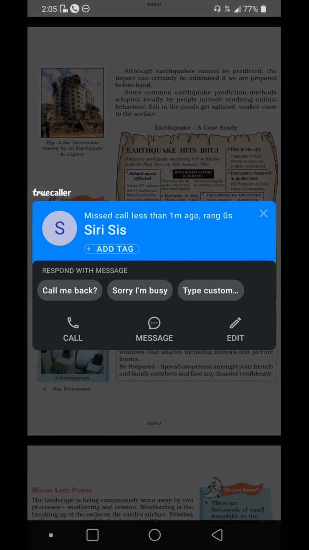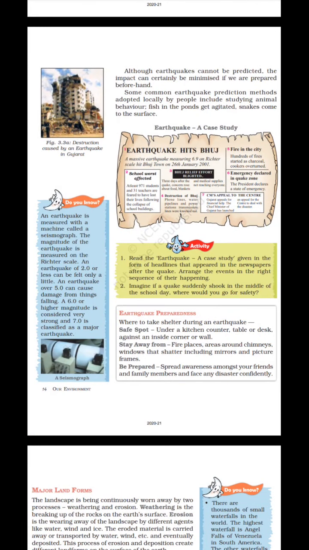Read the earthquake case study given in the form of headlines that appeared in the newspapers after the quake. Arrange the events in the right sequence of their happening. Imagine if a quake suddenly shook in the middle of the school day, where would you go for safety?